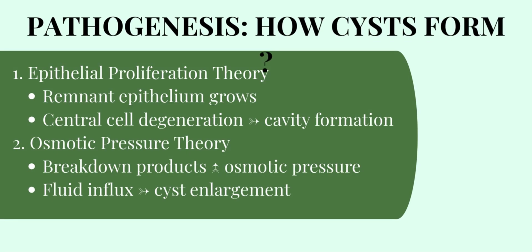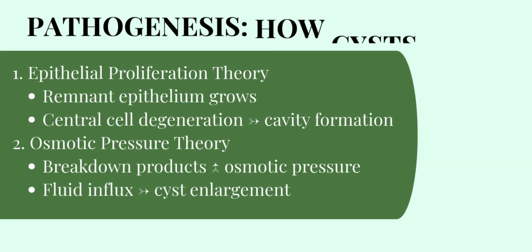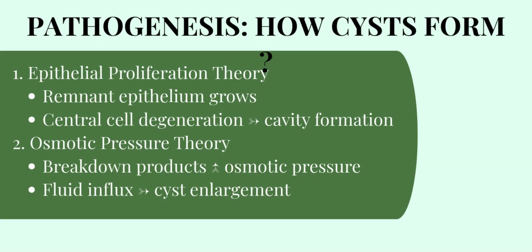Now let's understand how odontogenic cysts actually form. Even though each cyst type has its own features, the basic mechanism revolves around the behavior of epithelial remnants trapped within the jaws. The first concept is the epithelial proliferation theory. Here, dormant epithelial rests begin to multiply. As the central cells get further away from the nutrition, they undergo degeneration. This breakdown leads to a hollow area which eventually fills with fluid, forming a cystic cavity.